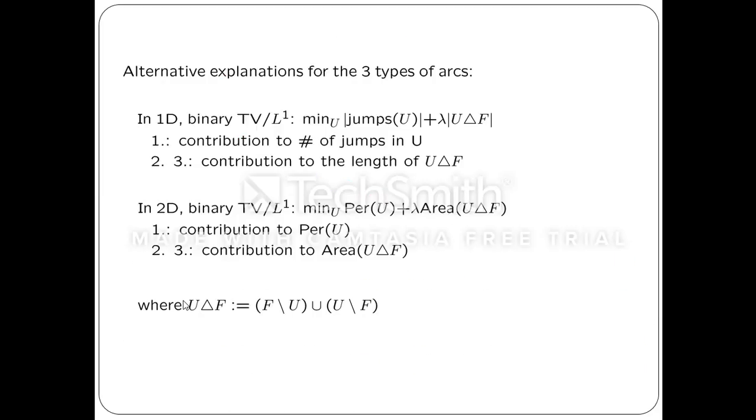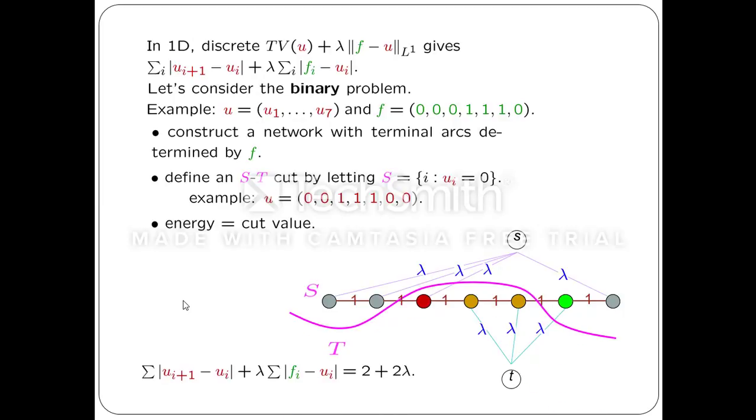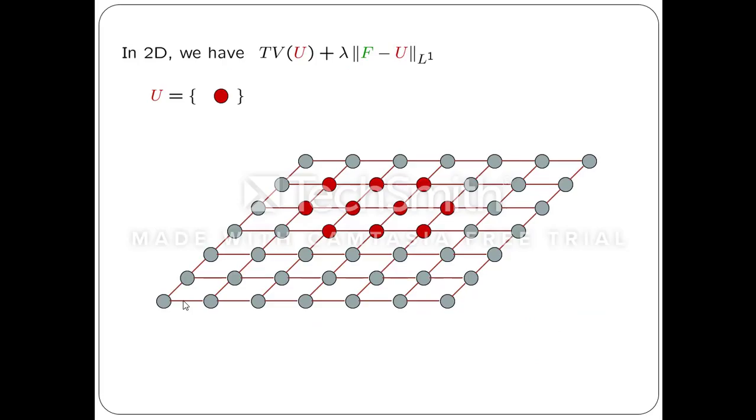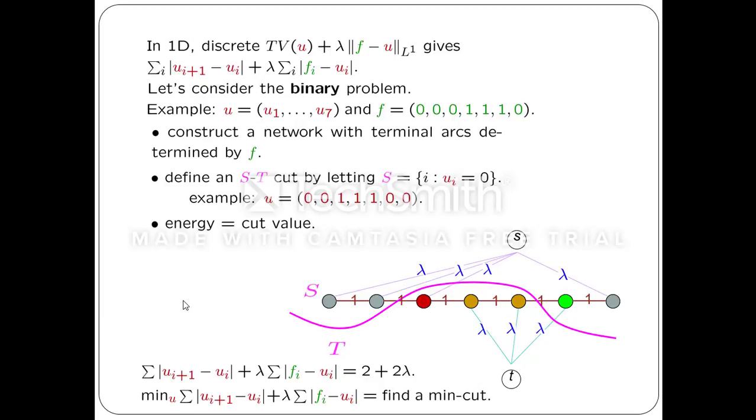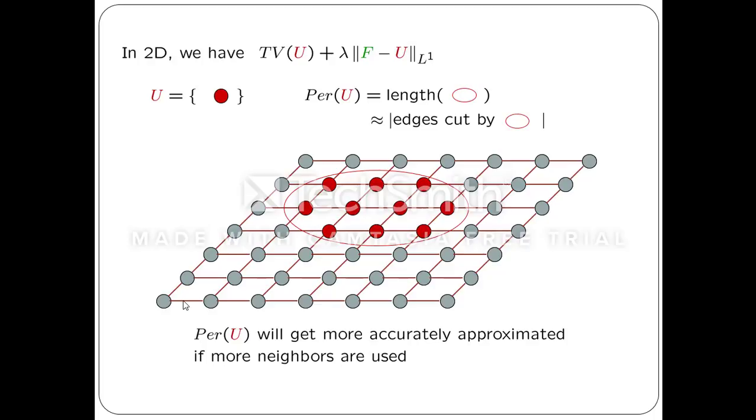Alternative explanation for the three types of arcs for the 1D binary, and it will jump to the contribution of the jumps, the contributions of the length, and it will go to the 2D, 1D and 2D binary approach. See, this is all the real implementation part of our hand motion system. What goes for the sequence of the flow of the statistics parts. See, this is the part which goes pair and length, edge cuts.